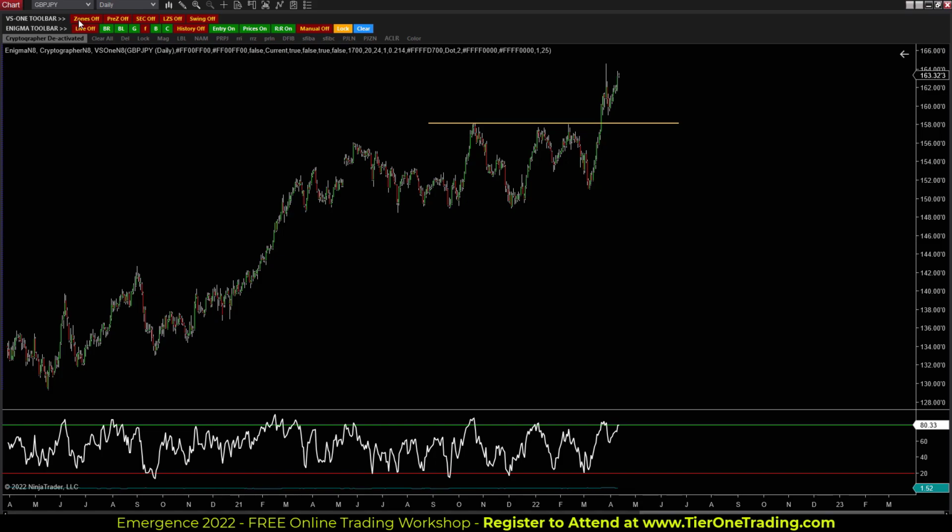I like fibs. I use fibs. I like round numbers. I use round numbers. I like ABCDs. I use ABCDs. Guess what? They are all not as important as structure. So a Fibonacci by itself for me means nothing. A round number by itself to me means nothing. An AB equals CD by itself to me means nothing. They're all secondary. The first thing I need to see on every chart are levels, zones of structure.